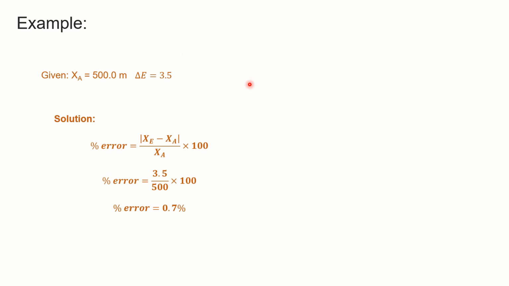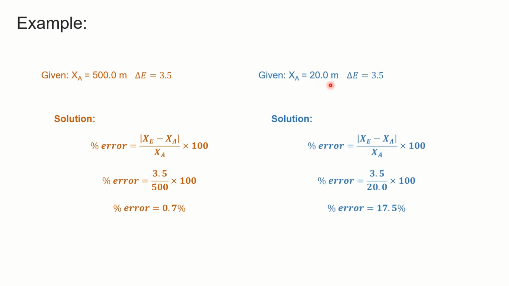Titignan natin, kung titignan natin just by looking at the value, pwedeng sabihin natin na we don't need to worry about this value of error. But what if the accepted value is 20 meters? So how big a part of 20 meters is 3.5? Gaano ba kalaki si 3.5 in comparison to 20 meters? So 3.5 divided by 20 times 100. So ibig sabihin 3.5 is 17.5% of 20 meters. So look at this value. So, 'di ba?